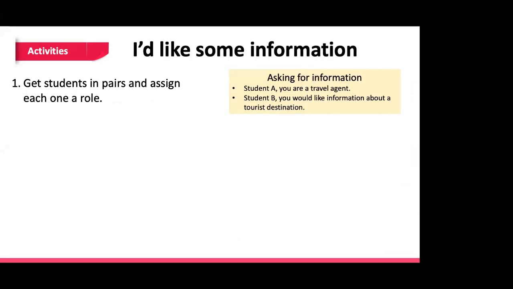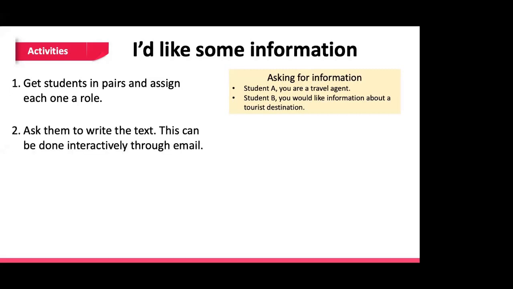The other one is I would like some information, okay? This is an activity that we always do, I think, but now it can be done online very easily. What we are going to do is we are going to get students in pairs, and we are going to assign each of them a role, typical role-playing activity, okay? So, for example, student A is going to be a travel agent, student B would like some information about a tourist destination. Typical real classroom situation.